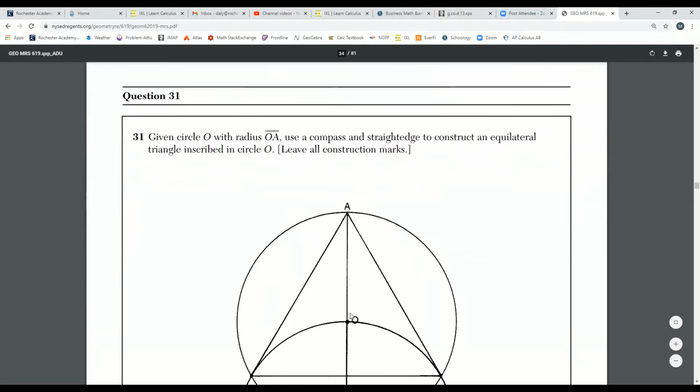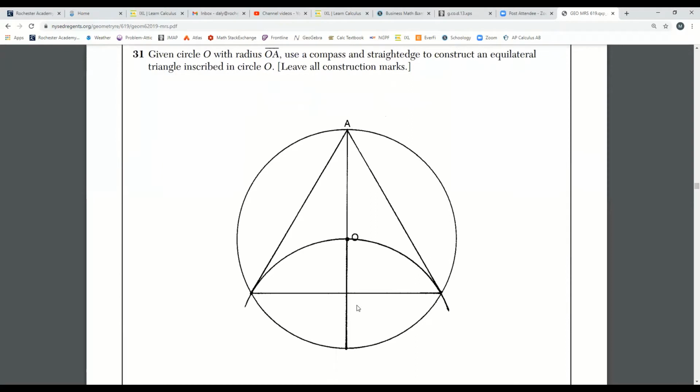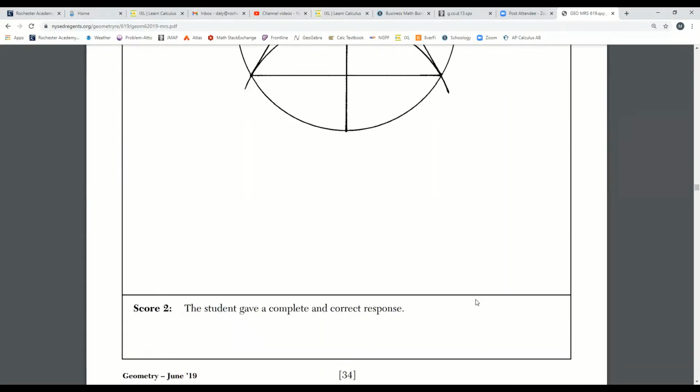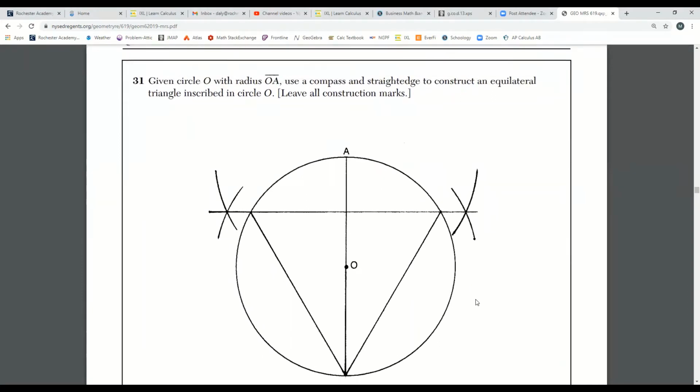So, is this an equilateral triangle inscribed in circle O? Yes, it is. Did they use their compass and straight edge? Yes, they did. Did they leave all of their construction marks? Yes, they did. And because the student left all their construction marks, I can see the steps they went through. It's not the same steps that I would use, but I can follow their reasoning because they left their marks on the paper. So this construction is also worth 2 points. Here's a different attempt. See what you can make of this one.